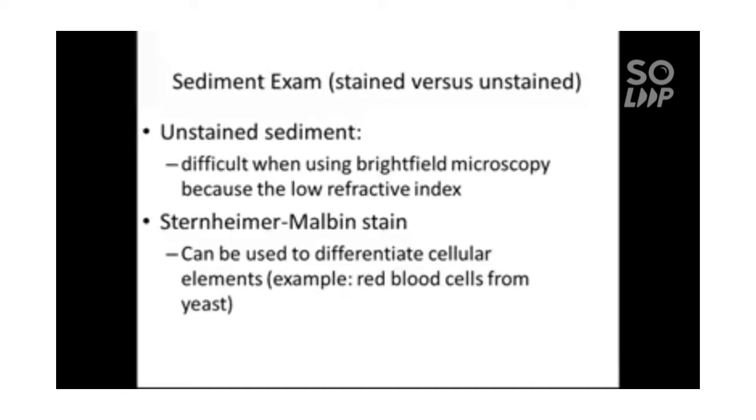Since urine has a low refractive index or is light in color, an unstained sediment might be difficult to examine. So we use the Sternheimer-Malbin stain, which differentiates cellular elements, such as red blood cells from yeast.